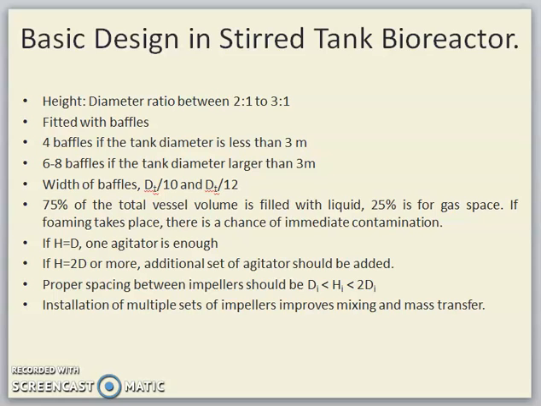Okay, so for proper spacing between impellers, impeller to impeller, the diameter of the impeller should be less than the height between impellers, which is less than 2 times the diameter of the impeller. You need to have the spacing between impeller to impeller also. The installation of multiple sets of impellers will improve the mixing and mass transfer in the fermenter.